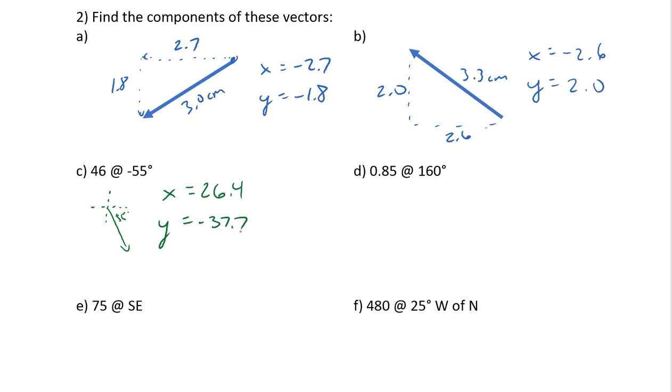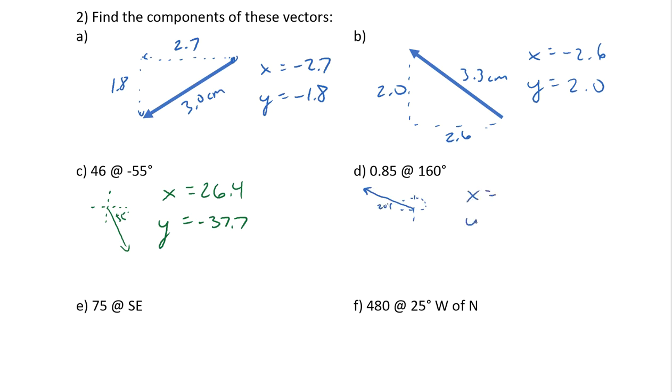Okay, next one, we got the 0.85 at 160. So again, I'm just going to sketch that out a little bit. So we'll reference 160 degrees is out this way. So that's the 160 wrapped around. I would use the little 20 degrees in there. That's what I would use.